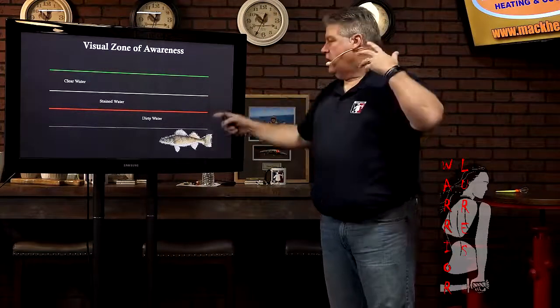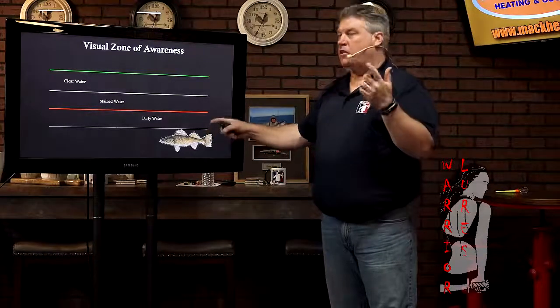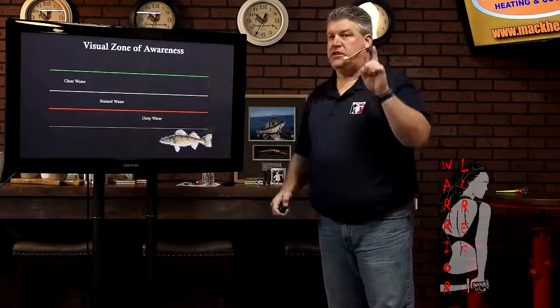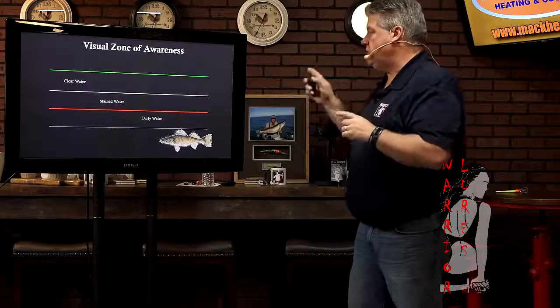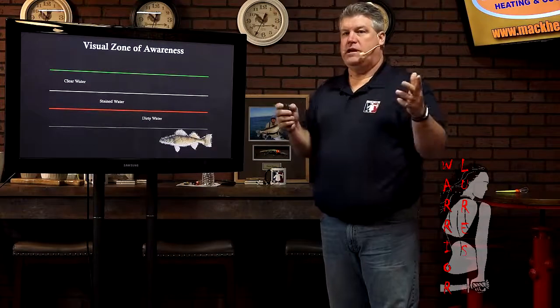So understand that knowing how deep the fish are is important. Knowing the relationship to the depth of the bait fish is really important. How do I determine clear, stained, and dirty water? Very simple. Here's my simple rule.